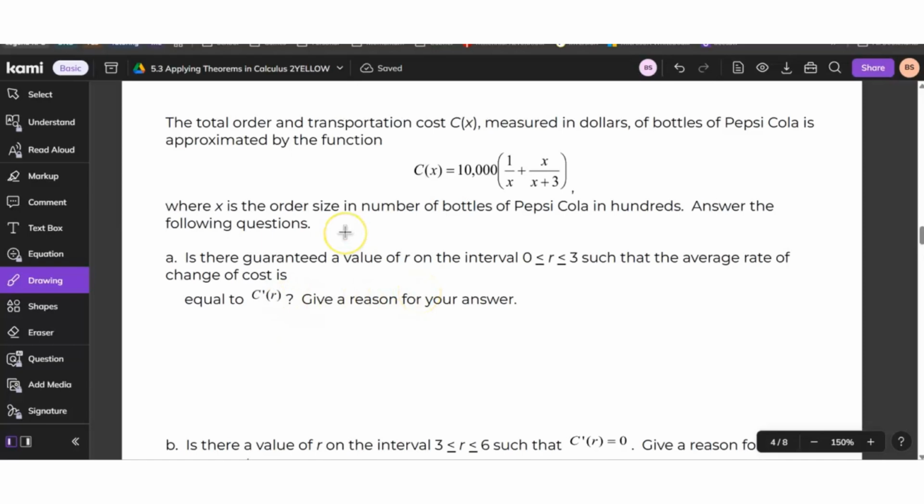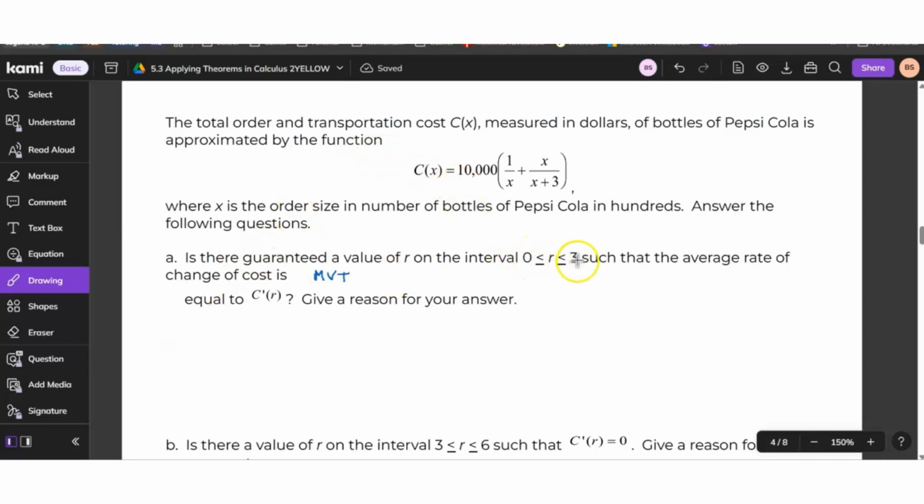Yes, because that is one of the theorems. Which theorem? The Mean Value Theorem, MVT. Yes, because MVT states that if f of x is continuous and differentiable, then there is guaranteed to be a value of c such that f prime of c is equal to the average rate of change. And how do you know it is continuous and differentiable? Well, hang on, that's the next part. We're just saying MVT is the one we're trying to use. Now we have to see if we can use it.